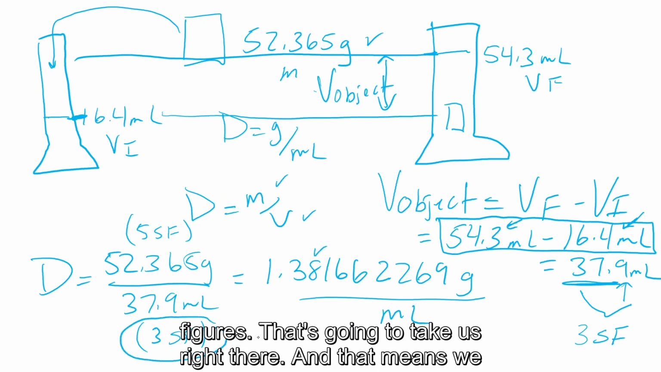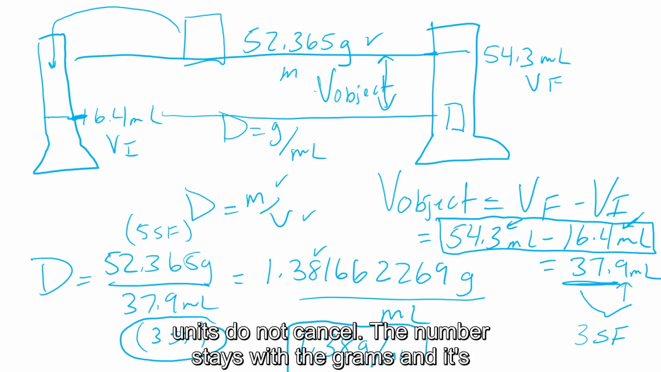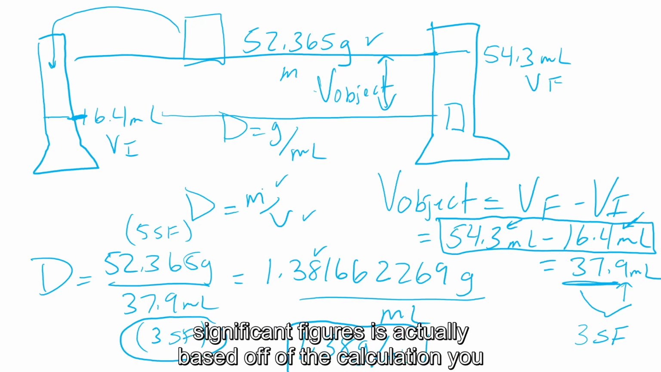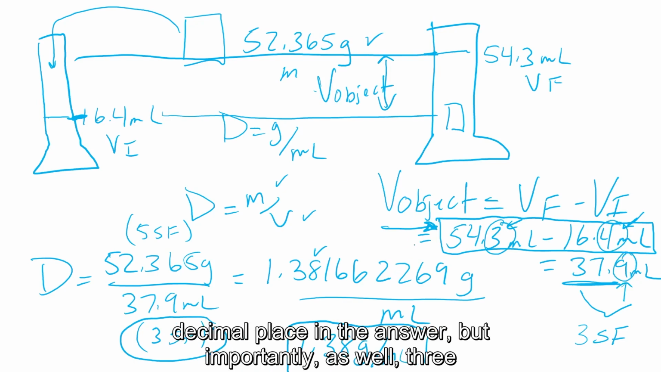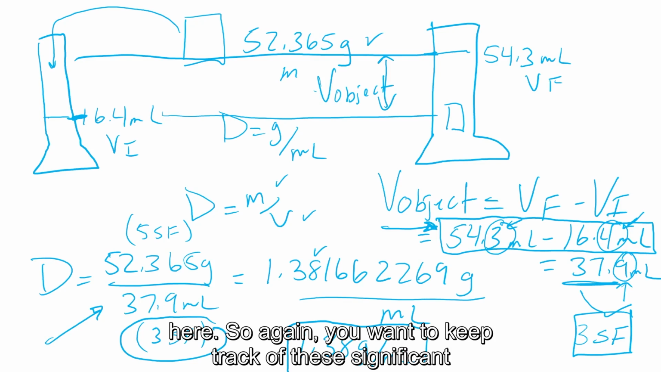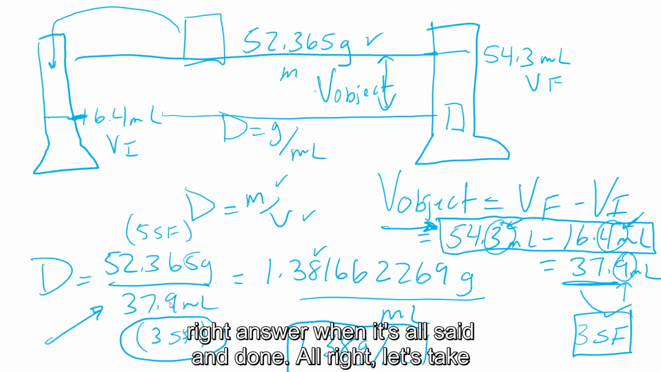That's going to take us right there. And that means we should call this 1.38 grams per milliliter. Once again, the units do not cancel. The number stays with the grams, and it's 1 milliliter. So again, in this case, the answer's significant figures is based off of the calculation you did here, where you went to decimal places, giving us 1 decimal place in the answer, but importantly as well, 3 significant figures for the last calculation that we did over here. So again, you want to keep track of these significant figures in your calculations so that you do end up with the right answer when it's all said and done.